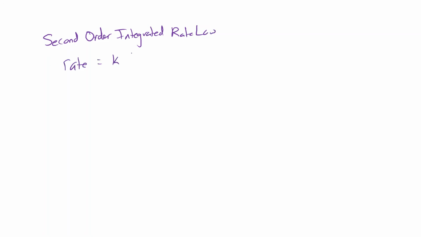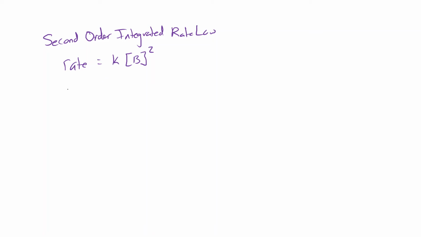Rate equals k times the concentration of B squared. Right? So this is a second order reaction. This is the type of second order reaction we're going to focus on. We're not going to do one where we have two different concentrations in our rate law, so k times concentration of A times concentration of B. We're not going to do a rate law for that one because it gets super complicated.